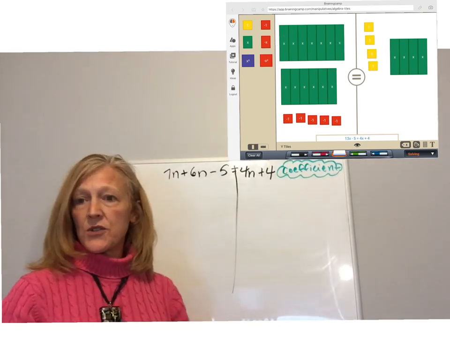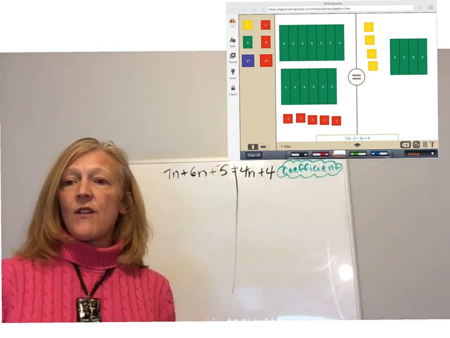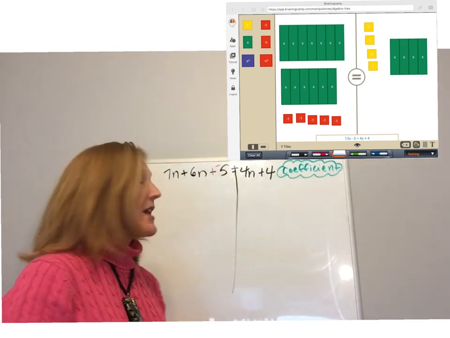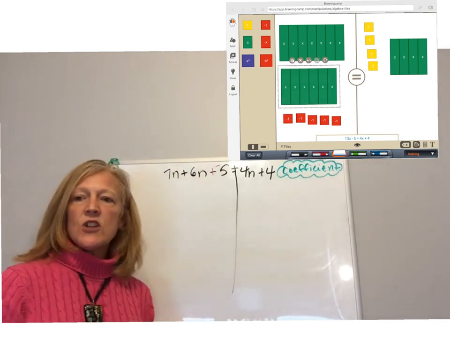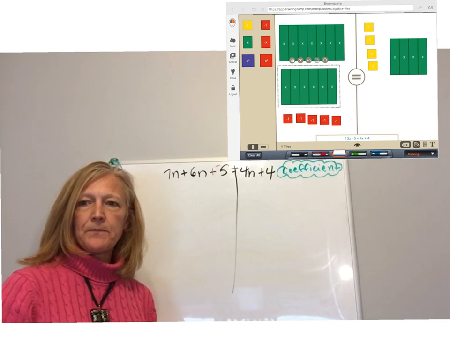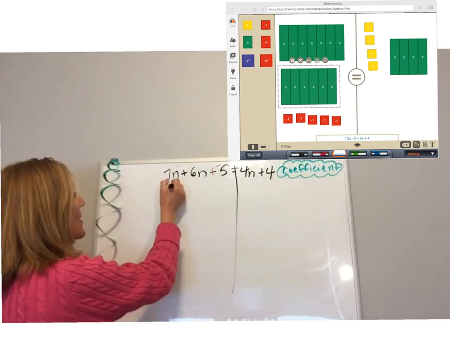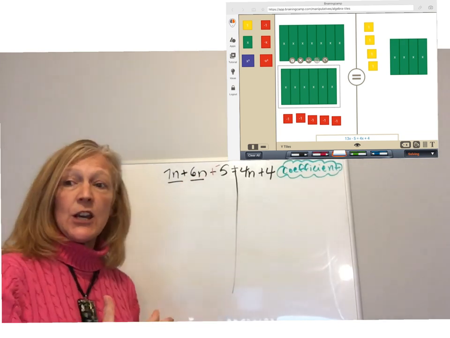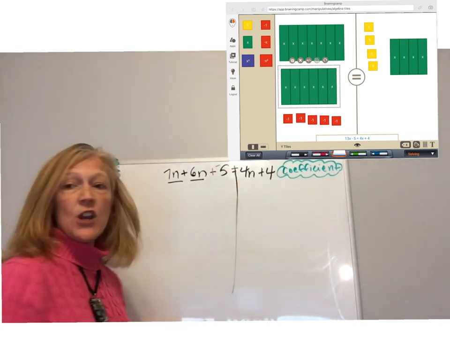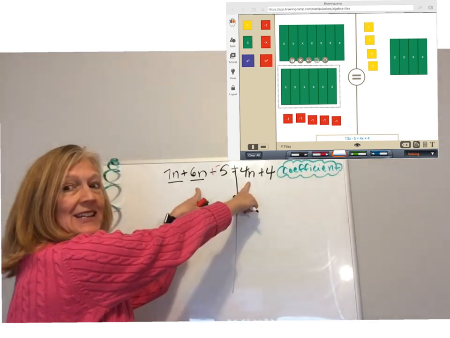Oh, also, we need to make sure we add the opposite. So we know we have negative 5. There are 5 red. Now this equation looks a little different than the last one. Why does it look a little different? You'll notice that it looks different because there are 2 n's here and 1 n over here.